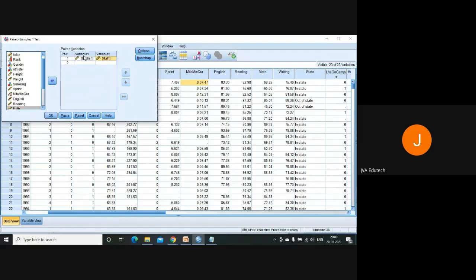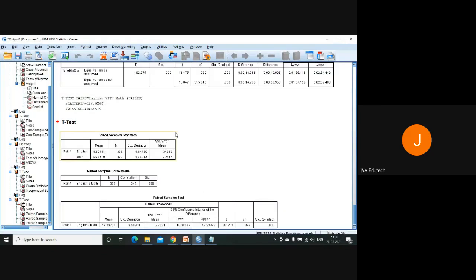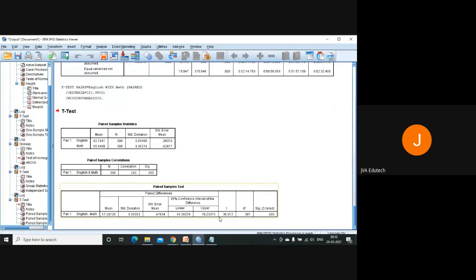We have only one pair, so we'll go for the independent t-test. Sorry, paired sample t-test. Click on OK. Now here we have got the value. You can see that P is less than 0.05, null hypothesis rejected, and we can say that there exists a significant difference between the score of a particular student in English and math.